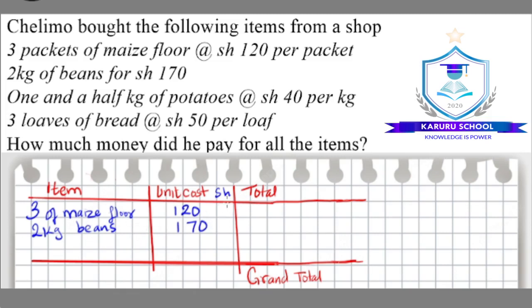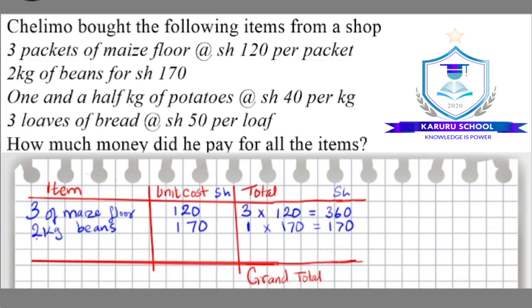So for the packets of maize, the total amount that he spent will be 3 multiplied by 120. This will give us 360 shillings. And then notice that he spent 170 shillings for the 2 kilograms of beans. So in this section, we will have 1 multiplied by 170 shillings, which will give us 170 shillings.